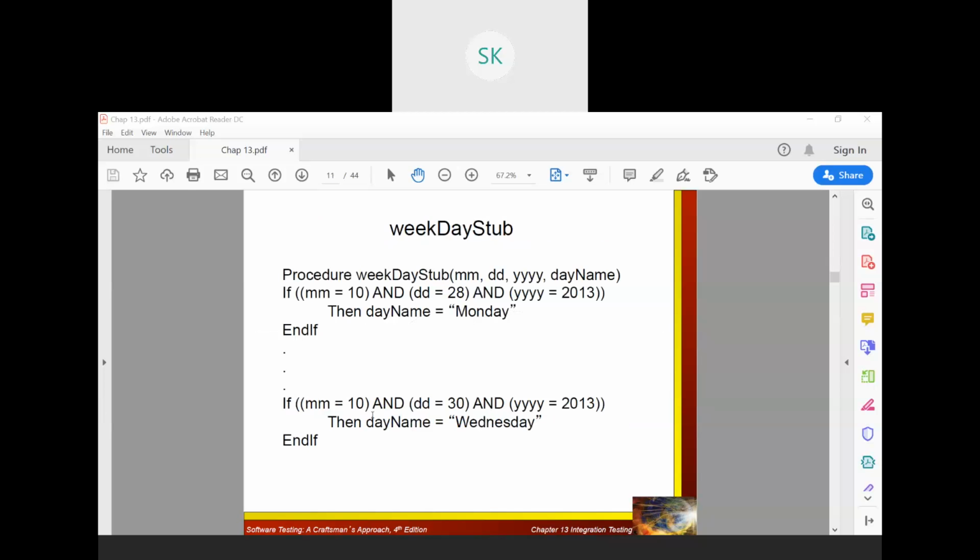Next one, suppose weekday stub. If you are checking for a weekday stub, you have programmed it for your weekday. Weekday stub goes with respect to your month, date, year exception as well as day name, which day it will be. With respect to the month 10 followed by date 28 and the year 2013, the day name will be Monday, Tuesday, Thursday, like that you'll be giving it, right? So these are all the things that you'll be doing with respect to your weekday stub. Weekday stub in the sense, weekday function.